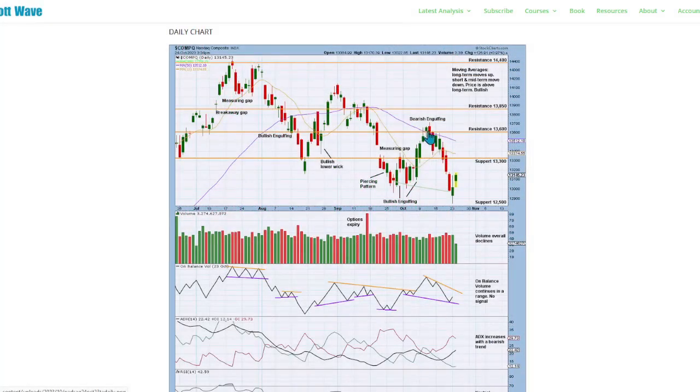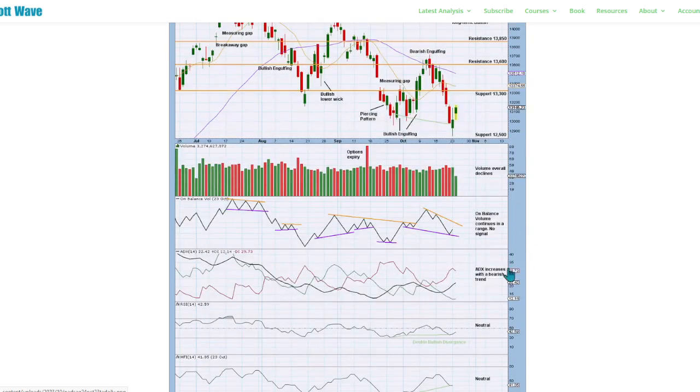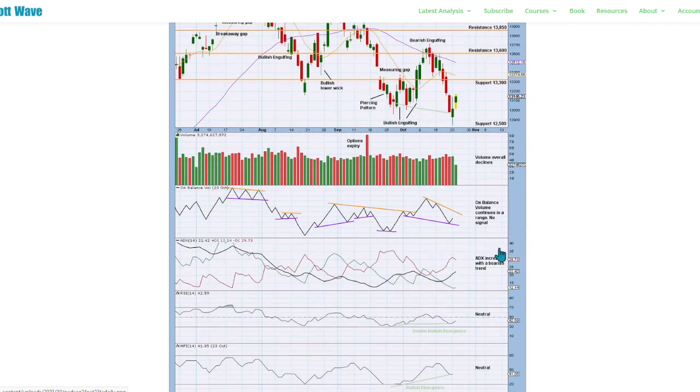And on the technical daily chart, price has declined from resistance at 13600 through support at 13300, and is now coming back up with overall declining volume. On-balance volume continues in a range with no signal. ADX increases with a bearish trend.